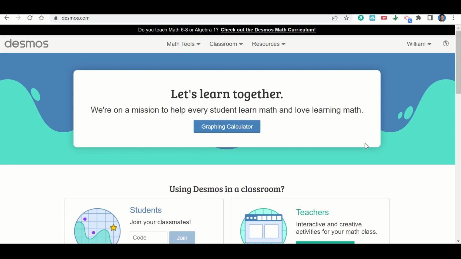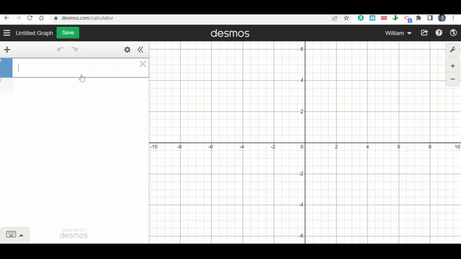Let's talk now about how we can use Desmos to check our work when dealing with calculations on complex numbers. So let's go to desmos.com and click on graphing calculator. And let's say that I wanted to add two complex numbers together. So 3 plus 3i plus 2 minus 4i. And I wanted to add those two complex numbers together.